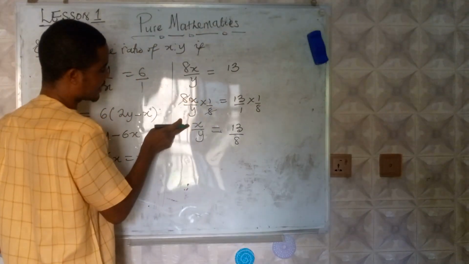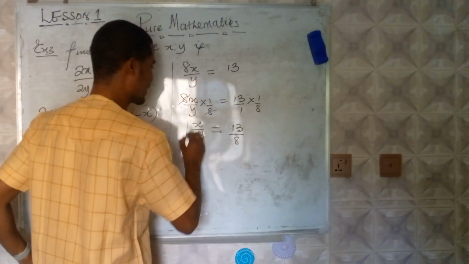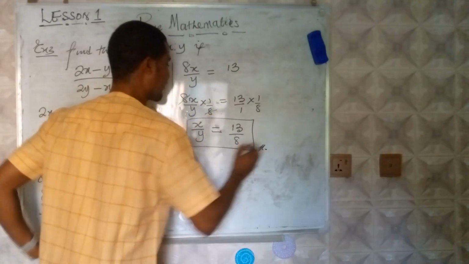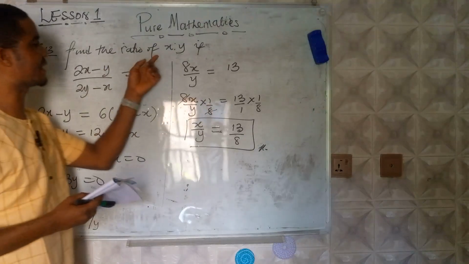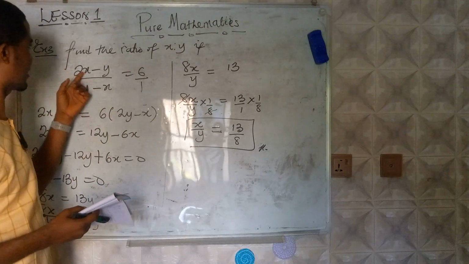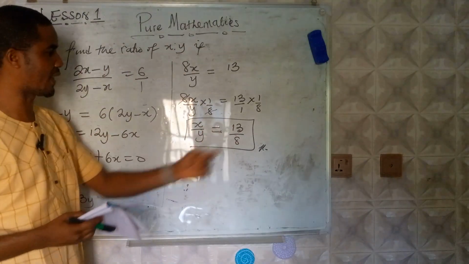So the x to y ratio is equals to 13 over 8, and that becomes my final answer. So the question says to find the ratio of x is to y, and the ratio of x is to y, which I've gotten, is 13 over 8.